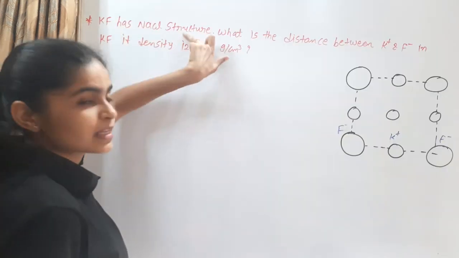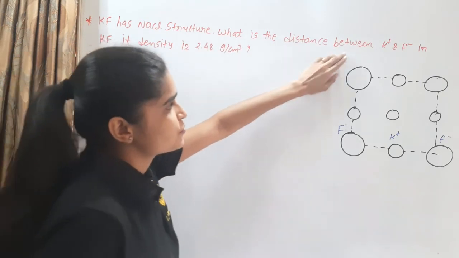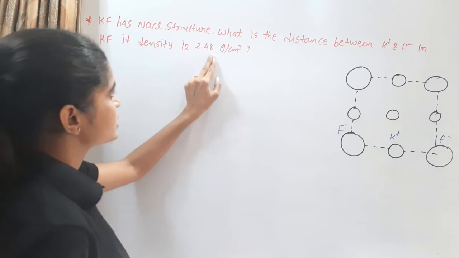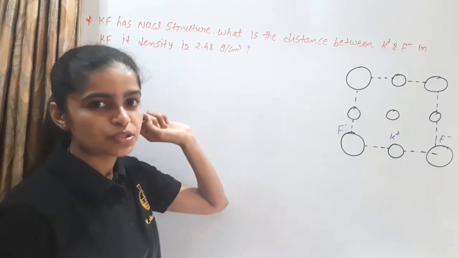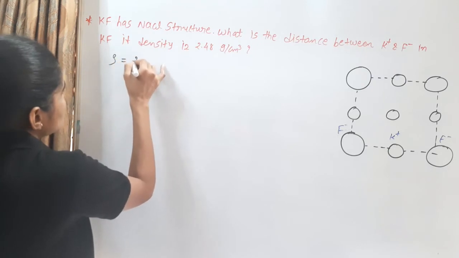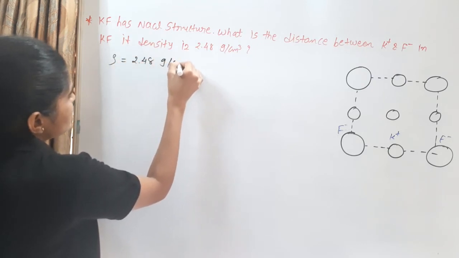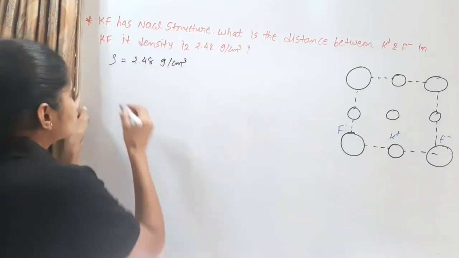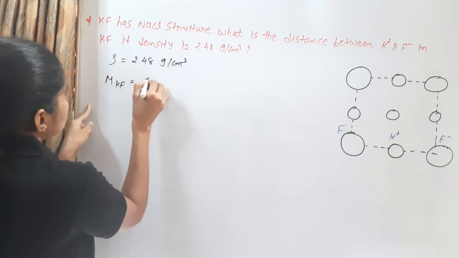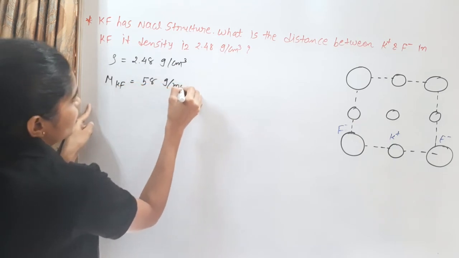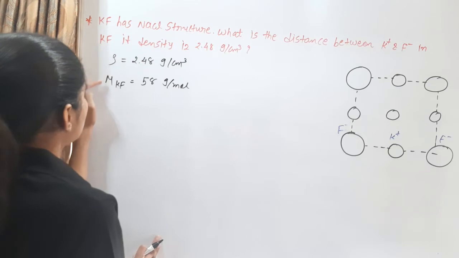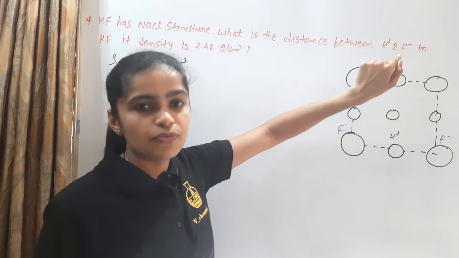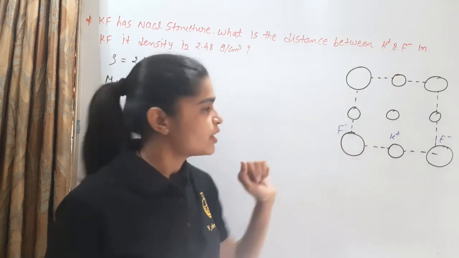KF has NaCl structure. What is the distance between K plus and F minus in KF, if density is 2.48 gram per centimeter cube? So rho given is equal to 2.48 gram per centimeter cube. On the basis of this, we calculate the mass. Mass of KF is equal to 58 gram per mole. With Z and M, we find out the distance between K plus and F minus. Distance means R value.